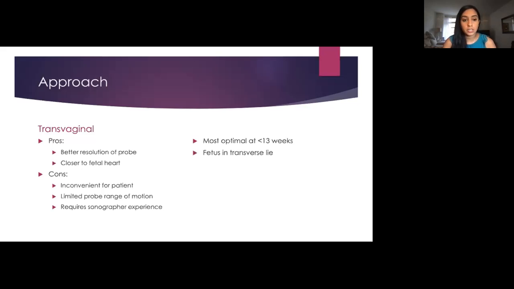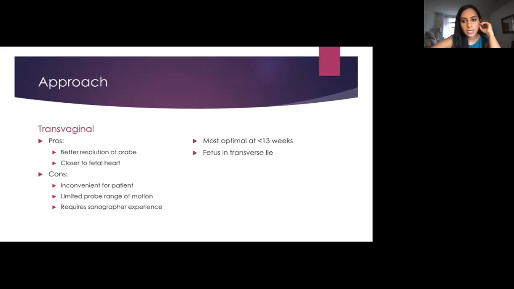Our sonographers are really good at looking at things transvaginally, so I think it wouldn't be as much of an issue for our center, but just thinking about many other centers that may try to implement this, it may be an issue there. And like we talked about before, the most optimal time is in that 12.5 week or 13.5 week range, and you want your fetus in transverse lie.